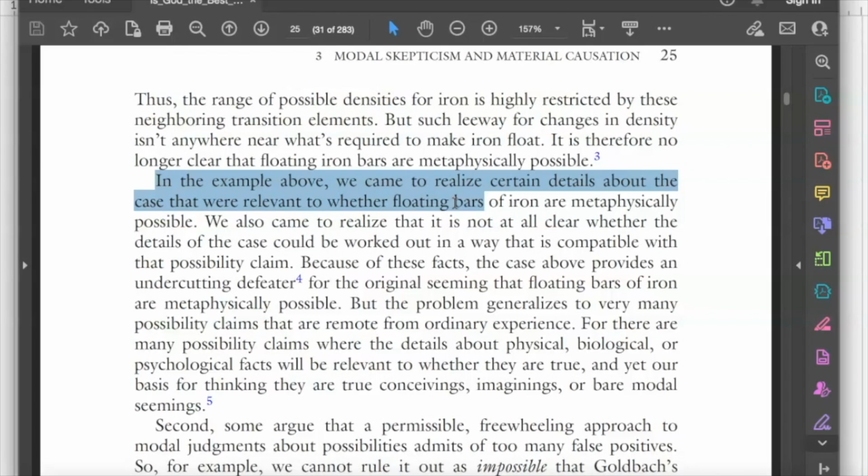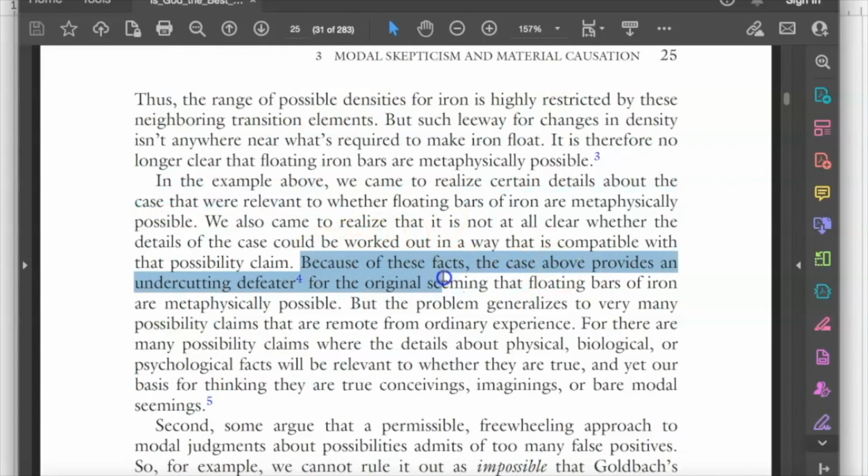Because of these facts, the case above provides an undercutting defeater, that is, some consideration that removes something's justification or justification-conferring power. Because of these facts, the case above provides an undercutting defeater for the original seeming that floating bars of iron are metaphysically possible. But the problem generalizes to very many possibility claims that are remote from ordinary experience.